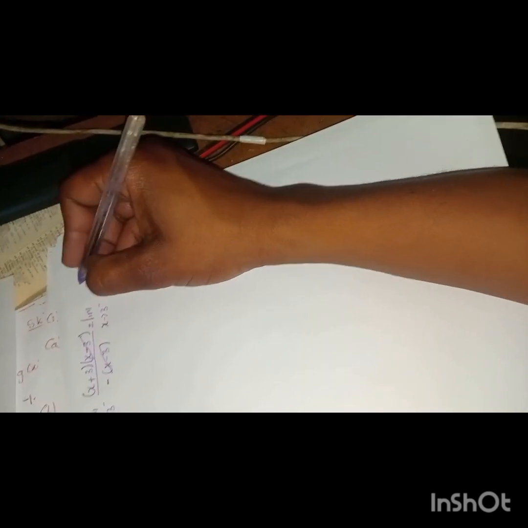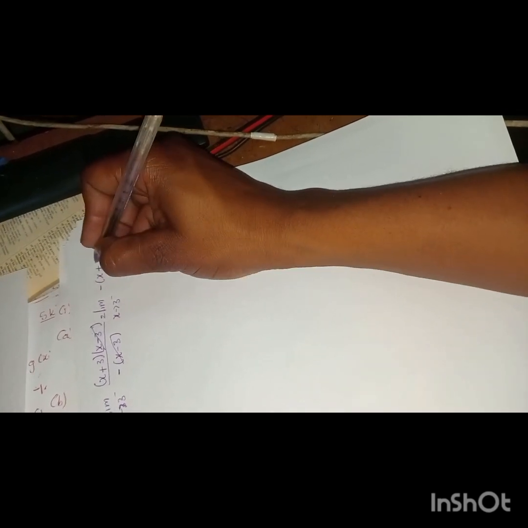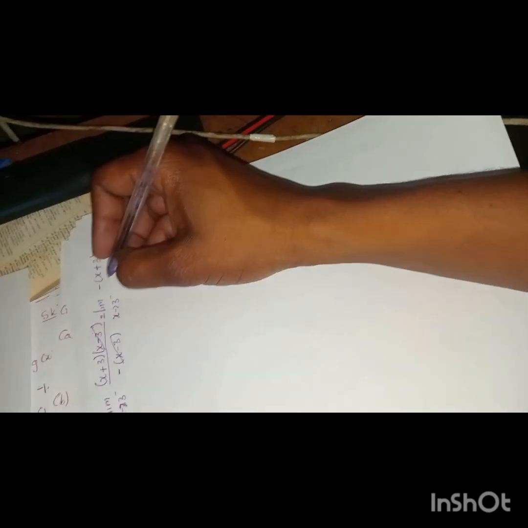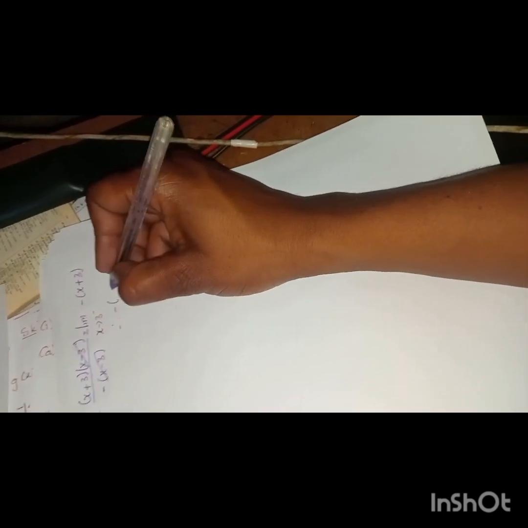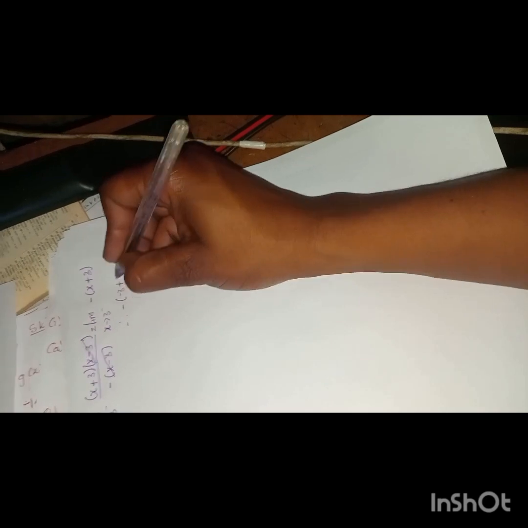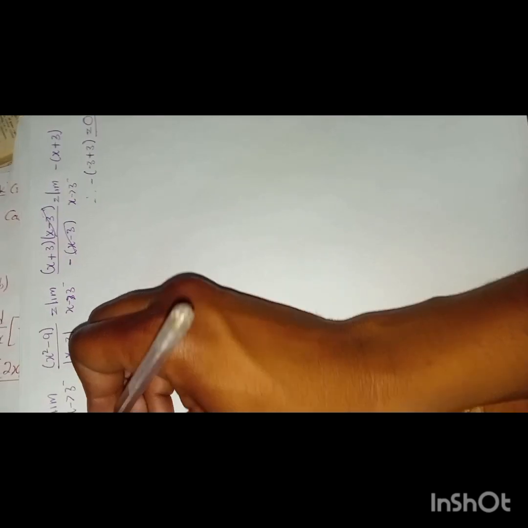Then lim of x approaches 3 minus. So we can see the answer. We can substitute. We are having minus x plus 3. Then we substitute minus 3 plus 3, which is equal to 0, not undefined.